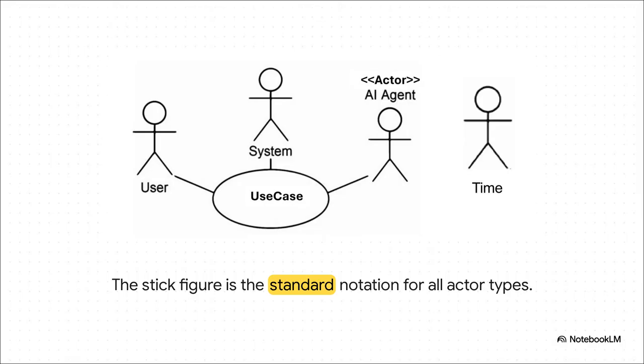And this is a perfect illustration of a key concept in UML, abstraction. The notation is always a stick figure. I don't care if your actor is a human user, another API, a legacy mainframe, or some AI agent. It's a stick figure. Why? Because we're modeling the role it plays in the interaction, not what it physically is.